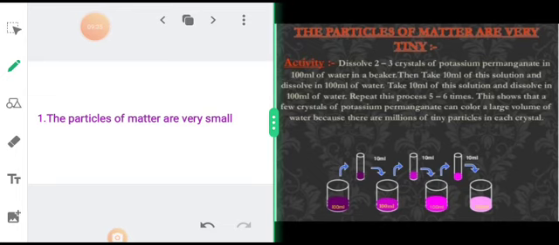The particles of matter are very tiny or very small. In order to understand this property of matter, let us conduct a simple activity. We will dissolve 2 to 3 crystals of potassium permanganate in 100 milliliters of water in a beaker. As we all know, potassium permanganate gives a characteristic deep purple color to water. As soon as these crystals dissolve in water, the color of water will change to deep purple, as you can see in the picture. Now we will take 10 milliliters of this prepared mixture and pour it in the second beaker containing 100 milliliters of water, as you can see in this picture.